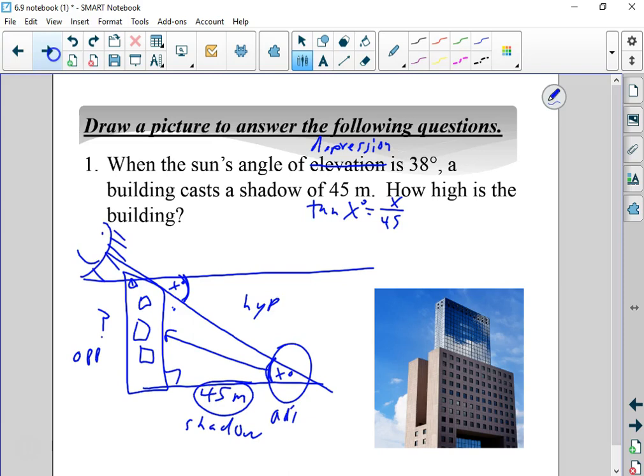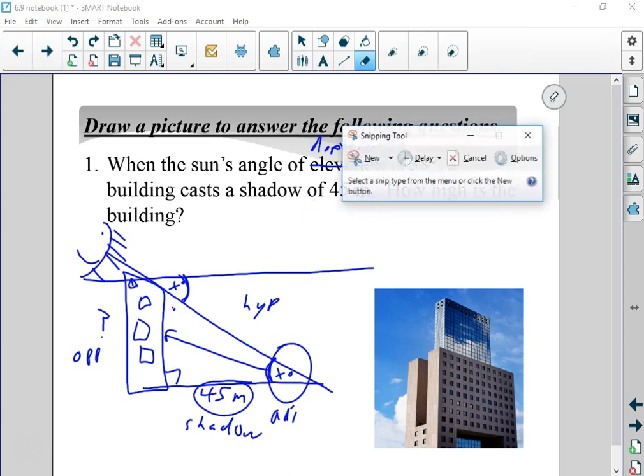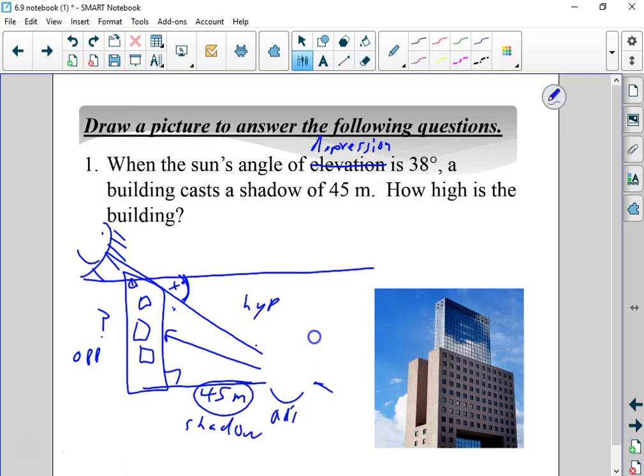Wait a minute. Haha, we know the angle, silly me. It's 38 degrees. This is the problem, I just have to read. Reading is good. Too many variables in the problem. Sorry about that. Let's try that again. Stop, rewind. The tangent of 38 degrees is equal to the opposite over 45.